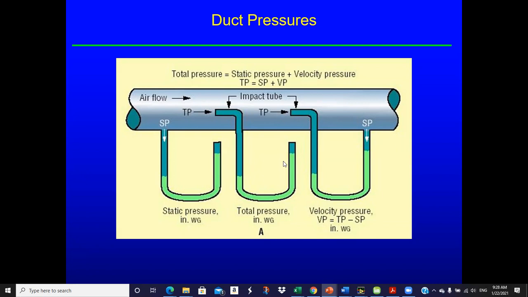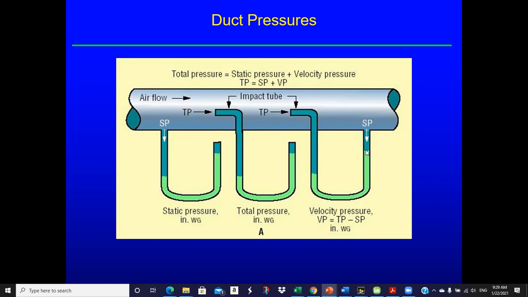If I subtract the two, I get velocity pressure, but I don't really need two tubes. I can do that with one tube if I set it up like the tube on the right. I have a total pressure or impact tube open to the flow, facing the direction of the flow, so I get total pressure in here. I connect the back portion of the tube to a static pressure port drilled in the side of the duct, so I get static pressure pushing down here. So I do the subtraction as part of the measurement.